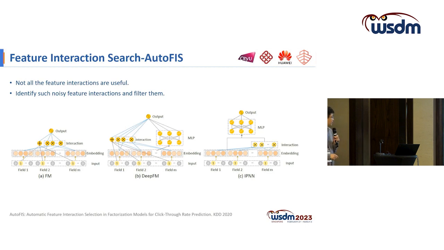The domain of this paper focuses on so-called factorization models. These three different instances are factorization models. They enumerate all the second order feature interactions, and also use some other architectures to combine these feature interactions. So the question is, are all these feature interactions necessary? The answer actually is no.